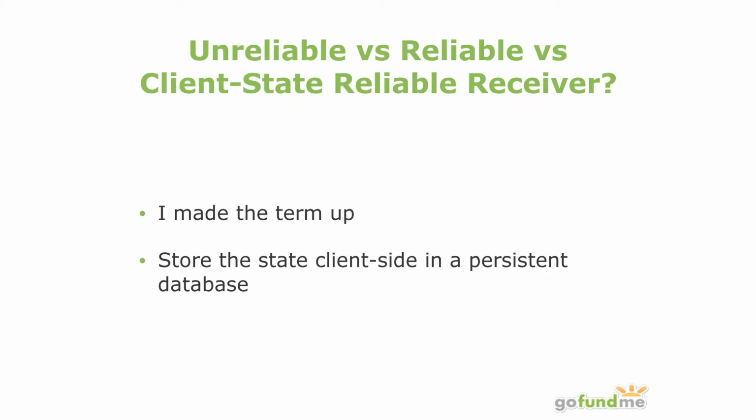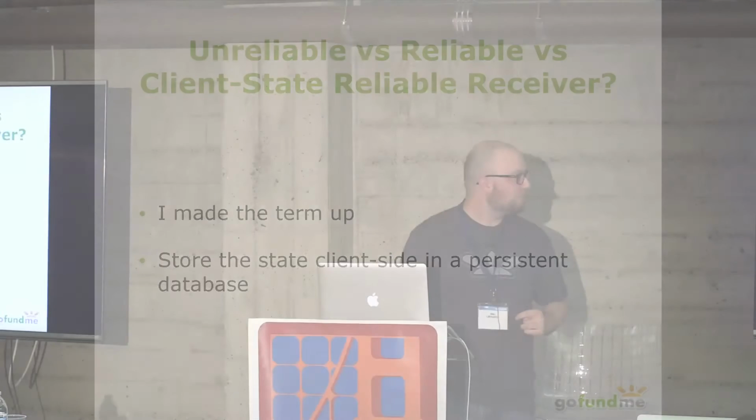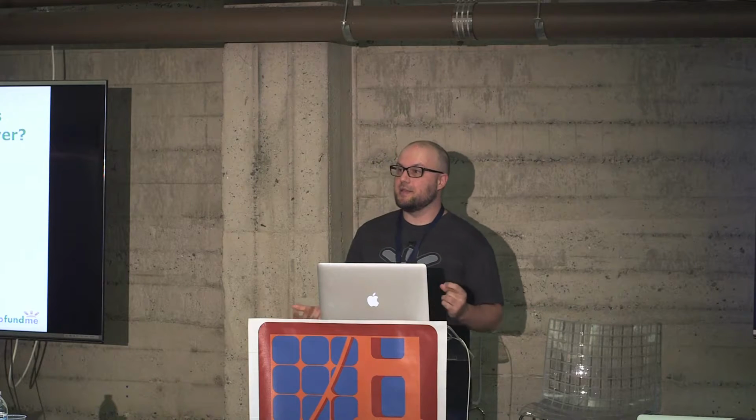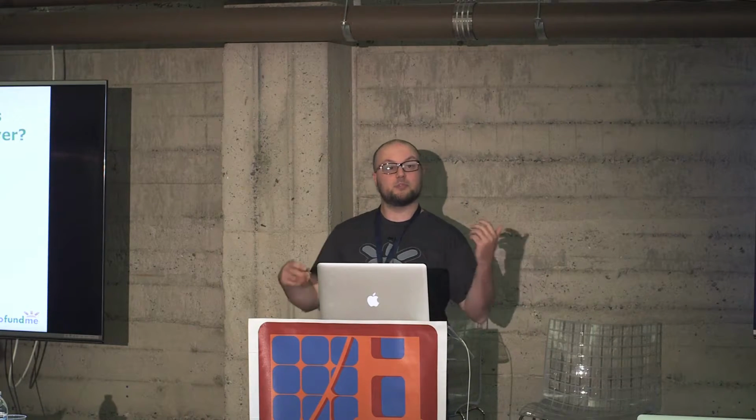So this is what I call a client-state reliable receiver. And I made that term up, so don't Google it too much. The idea is, and partially for demo purposes, how do we actually build a reliable receiver without a queue? And we're going to keep the state client side. So in my case, I spun up a Redis database.